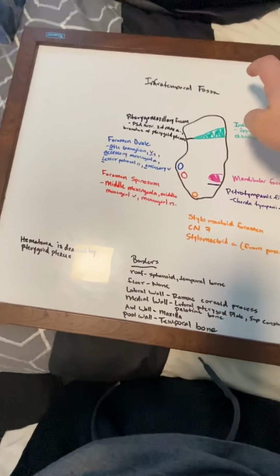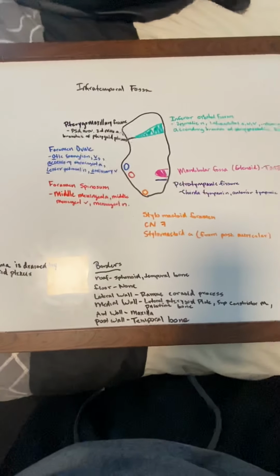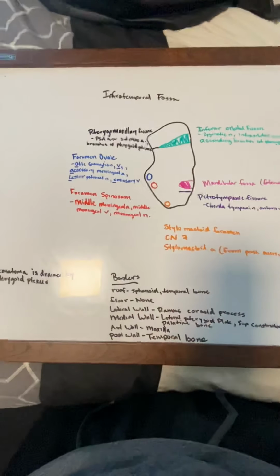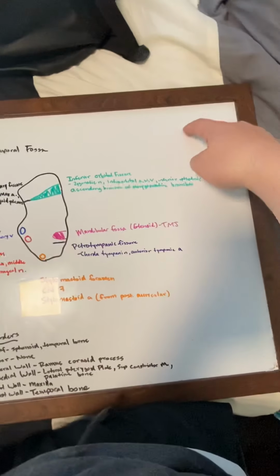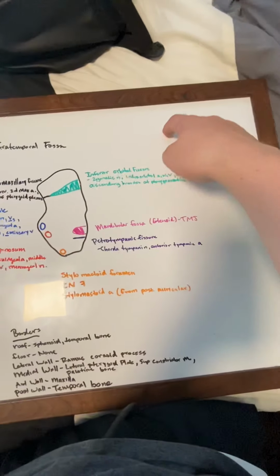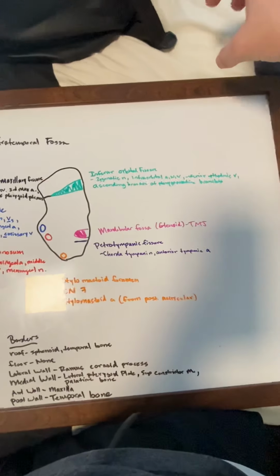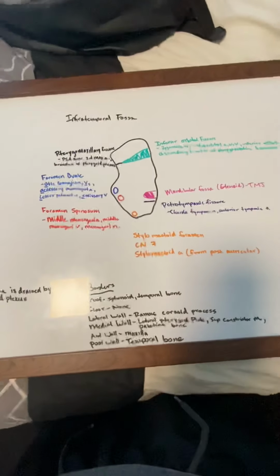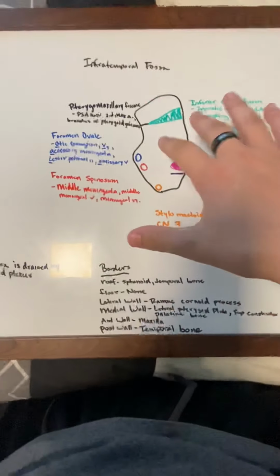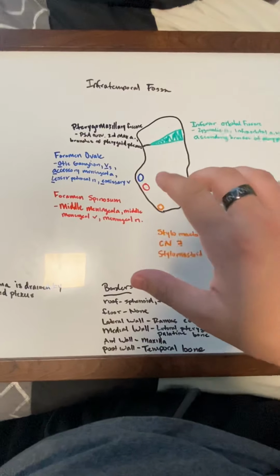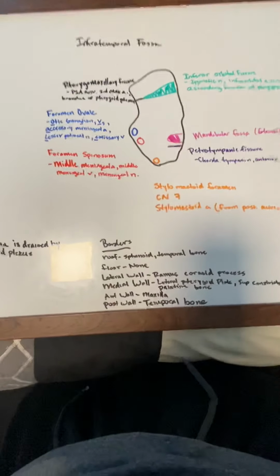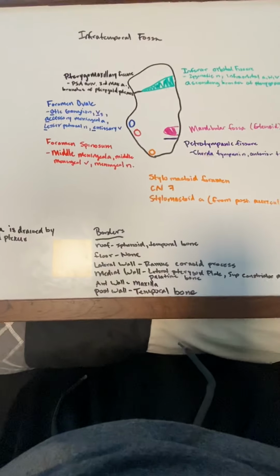Alright guys, last video on fossa, the infratemporal fossa. So if we had that little drawing, it'd be that circle connecting to the pterygopalatine fossa, and then the temporal fossa is above it. I forgot to draw it. Okay, so this is what it looks like. Let's go over the borders first, and then we'll talk about what's inside of it.